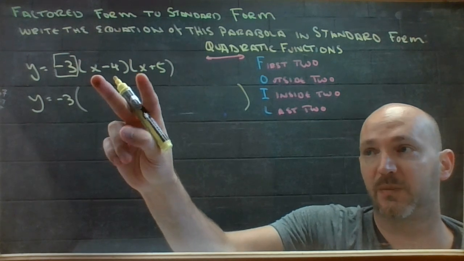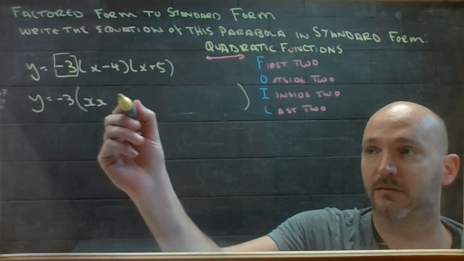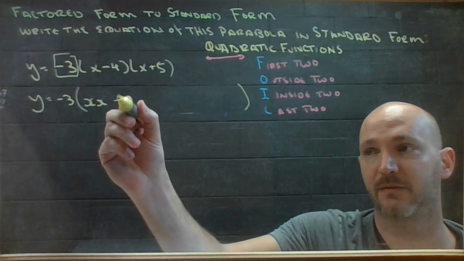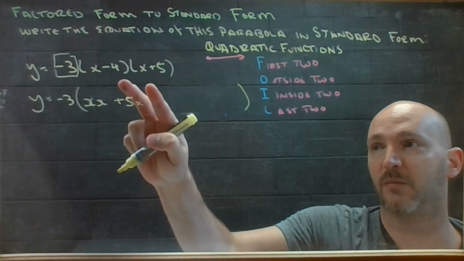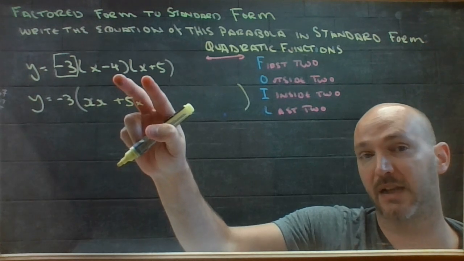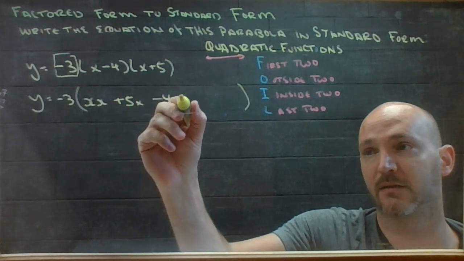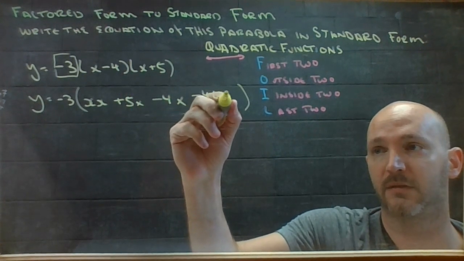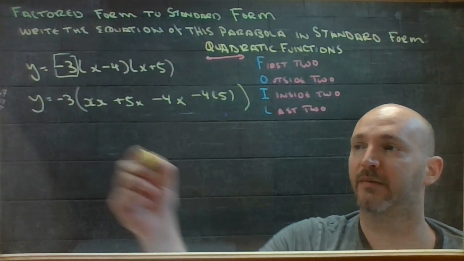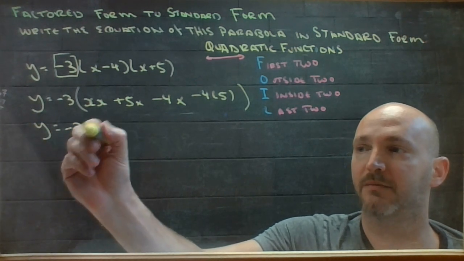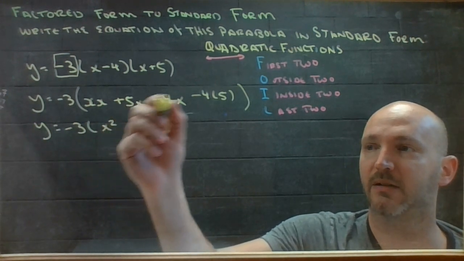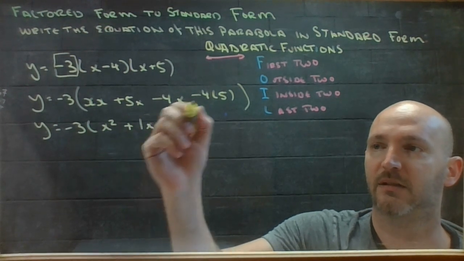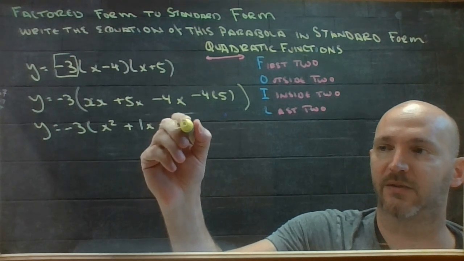My first 2 would be an x with an x. My outside 2 would be an x with a 5. My inside 2 would be a negative 4 with an x. And a negative 4 with a 5, like so. I'm going to clean that up. X times x is x squared. 5x minus 4x is 1x. Negative 4 times 5 is negative 20.